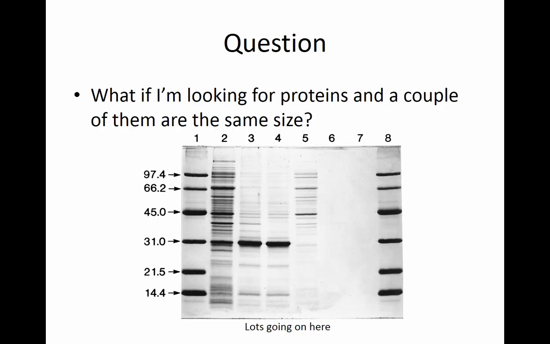All right. So question here. What if I'm looking for proteins on a nicely run gel like this one here, and a couple of them are relatively the same size? How am I going to know that they're both there? And you can see there's a lot going on here. There's a lot of bands of proteins in some of these wells. So how do I know what's what?